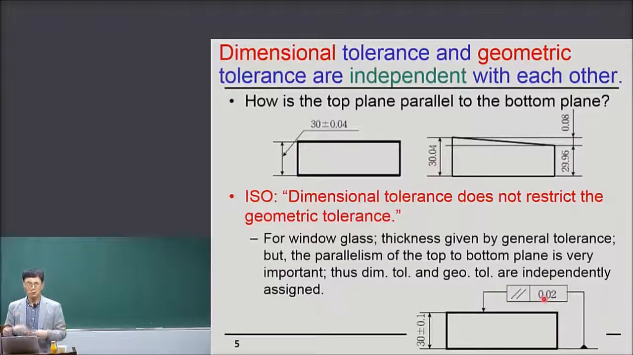Since there are so many cases like this, considering the function of the part, dimensional tolerance and geometric tolerance are independent. Do not try to mix them up. Never try to get some meaning of geometric tolerance from the dimensional tolerance. Never try that. Both are independent. Okay.